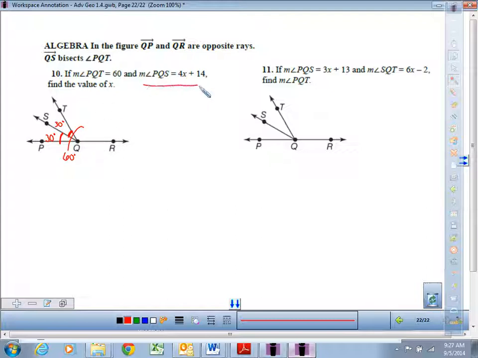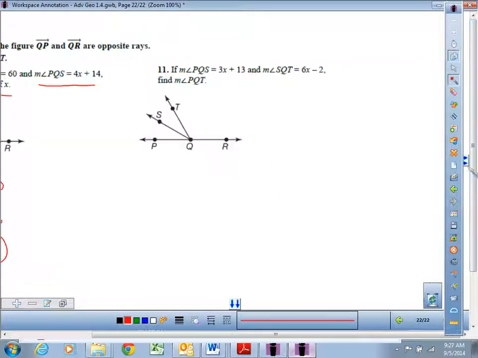If we look at this, PQS is 4x plus 14. We know what that angle is: 4x plus 14 should be 30. There's our equation. Now we just subtract, so we get 4x equals 16, x equals 4. There's our answer. Is that all we needed? What's the question asking for? It just says find the value of x. We found x, we're done. Okay, let's go over here.